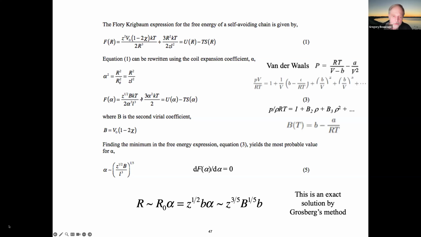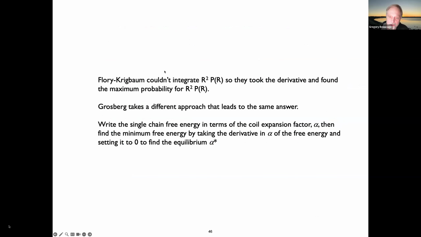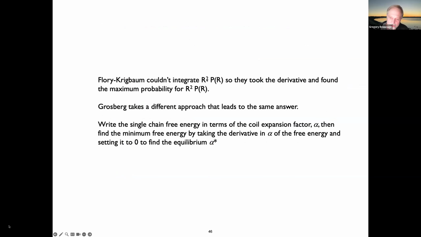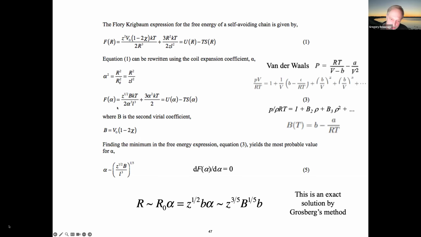Grossberg first did this, what Flory did, but instead of taking the minimum of the R squared P of R, he took the maximum of the R squared P of R, which is where the derivative equals 0. He found the minimum in the free energy, which is like the equilibrium point, right? So that's also the derivative of this equals 0. If you solve that, you find out that alpha equals this expression. So this ends up being the same answer that we had before, that R goes with the molecular weight to the 3/5 power. So it's still 1.67, so 5 by 3, the DF structure.